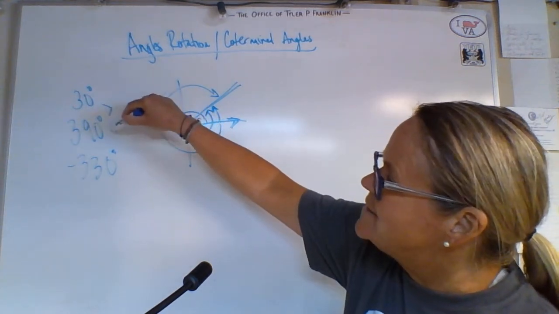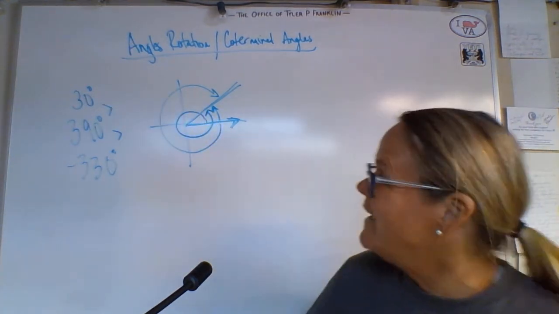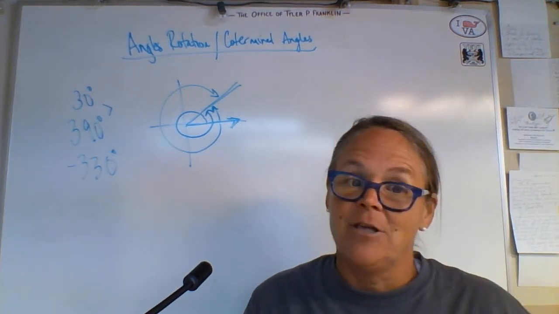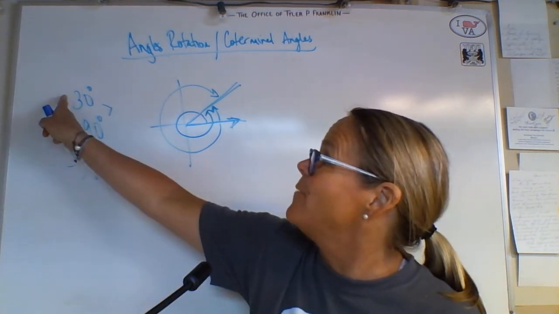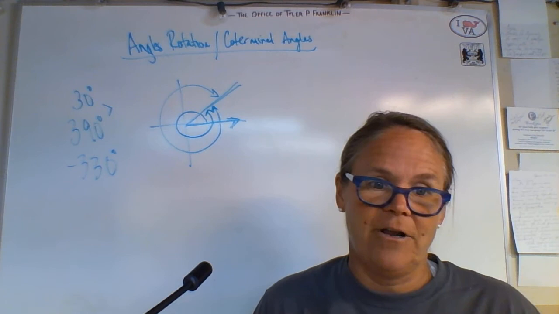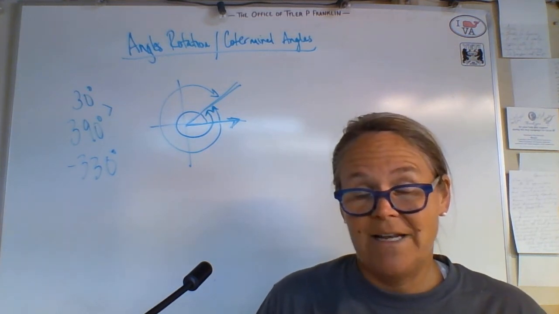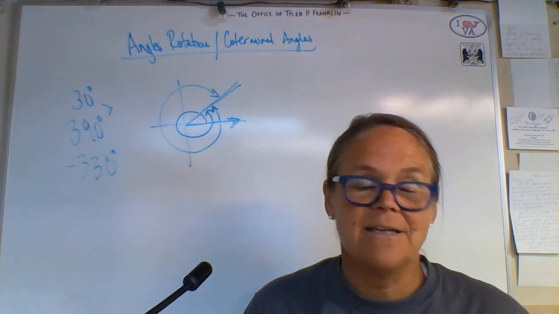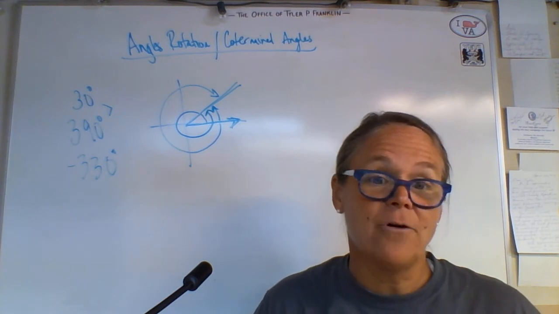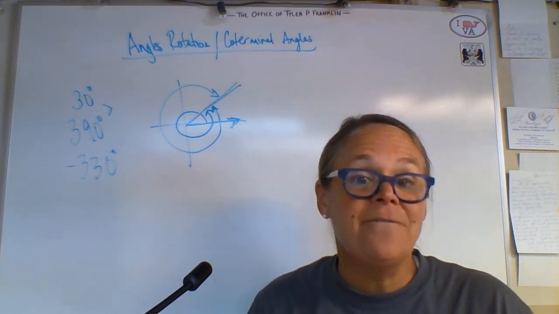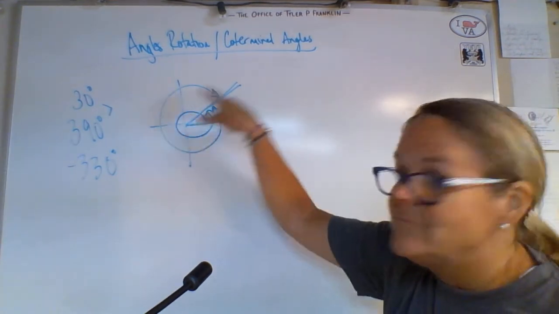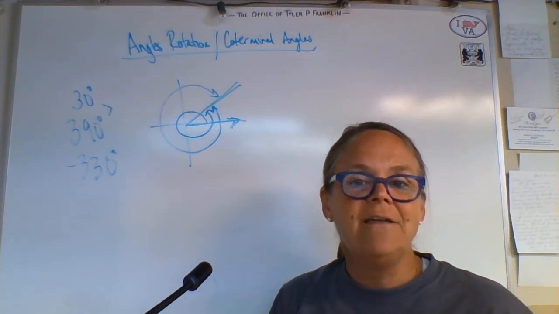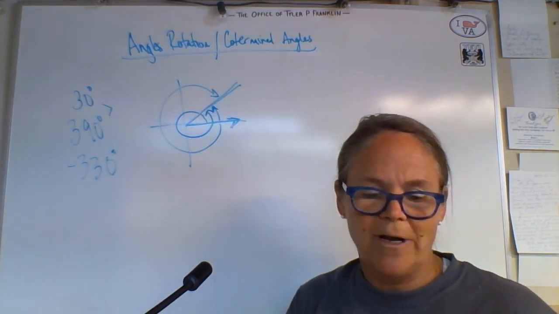Now, if you look, what's the difference between them? To get from a 30 to a 390, you add 360. To get from a 30 to a negative 330, you subtract 360. So either the sum or the difference is 360 degrees, a full circle. There are infinite. I could go around 20 times and stop 30 away. So there are infinite coterminal angles to a given angle.